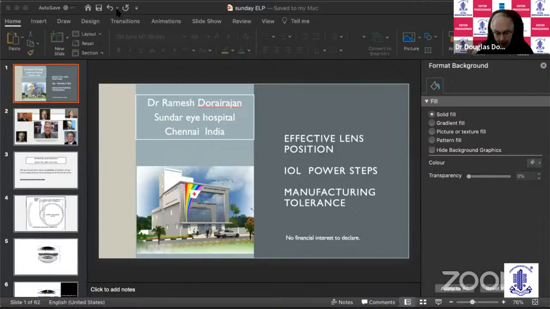I know that Kane has now come up with a toric IOL formula, and knowing the kind of nice work he's done with his other formulas, I bet it works very well. So those are the ones that I like and would use.